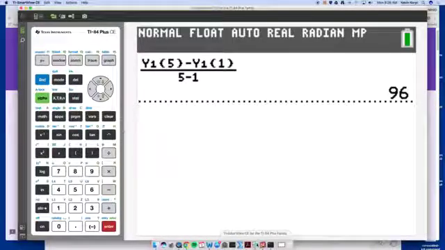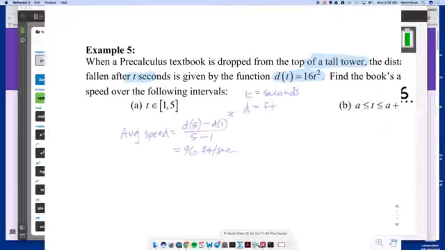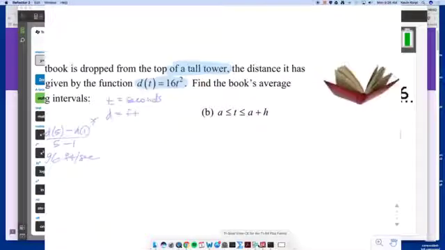So the interpretation of this then would be, on the 4-second interval from t equals 1 to t equals 5 seconds, the book was falling on average at 96 feet per second. Does that mean it was going 96 feet per second the whole time? No, because we know how gravity works, right? When things fall, what happens to their speed? It increases, yeah. So that was the average speed. It probably started slower than that and probably ended faster than that.